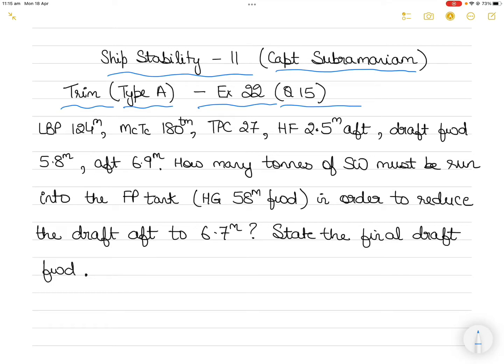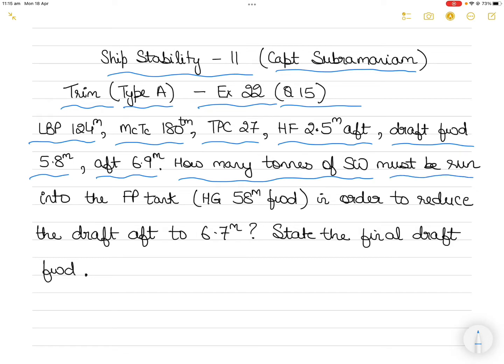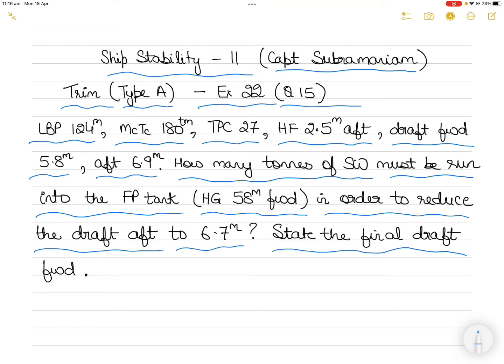It's an unsolved question. The length between perpendiculars is given as 124 meters, MCTC 180, TPC 27, HF is 2.5 meters aft, draft forward is 5.8, aft is 6.9 meters. You have to find out how many tons of seawater must be run into the forepeak tank, which is located at HG 58 meters forward, in order to reduce the draft aft to 6.7 meters. And then you have to state the final draft forward.